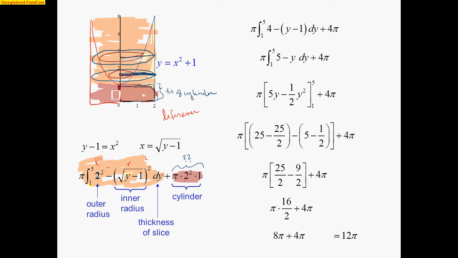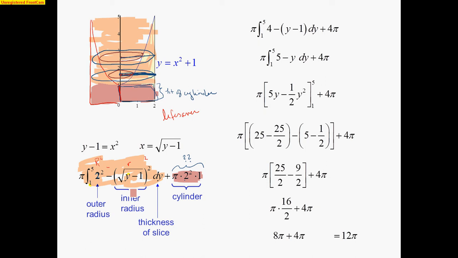And of course you could have done that with potato chips, right? If you didn't recognize it was a cylinder, you would have done pi times the integral of r2 squared dy from 0 to 1, and you would have gotten, shocker, 4 pi.